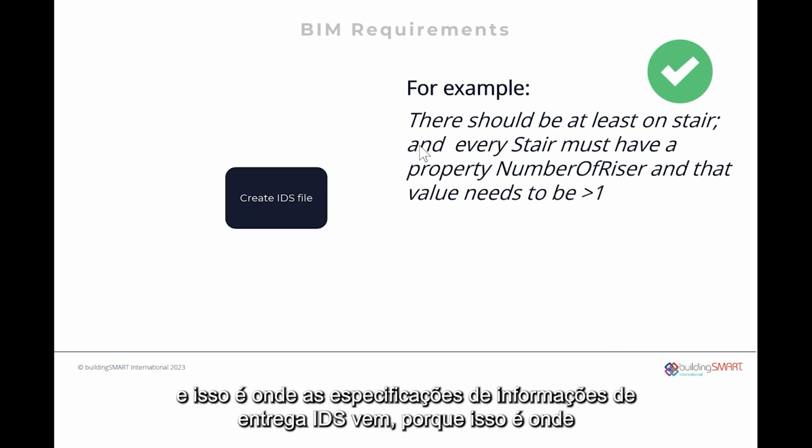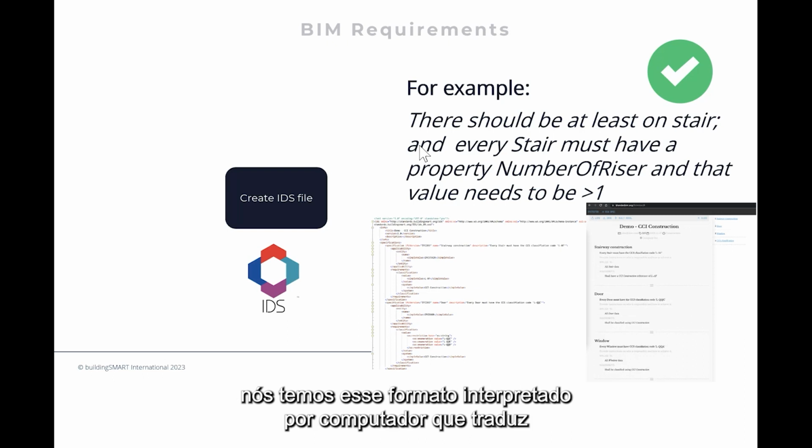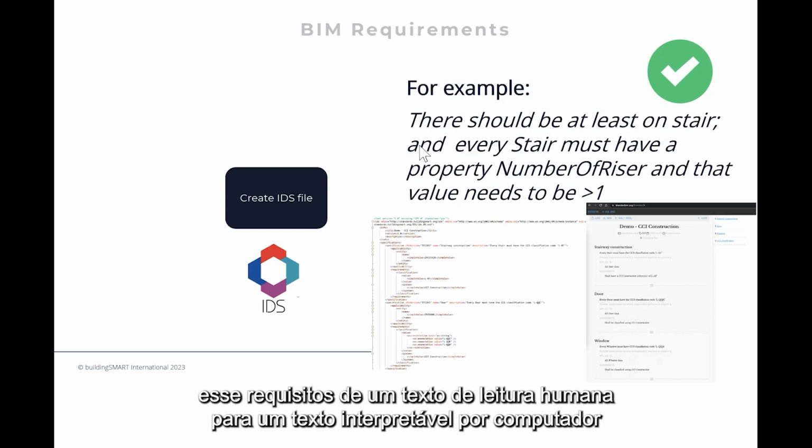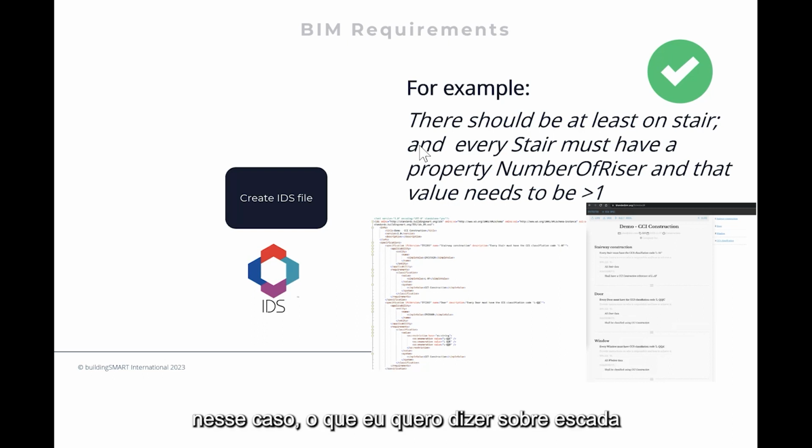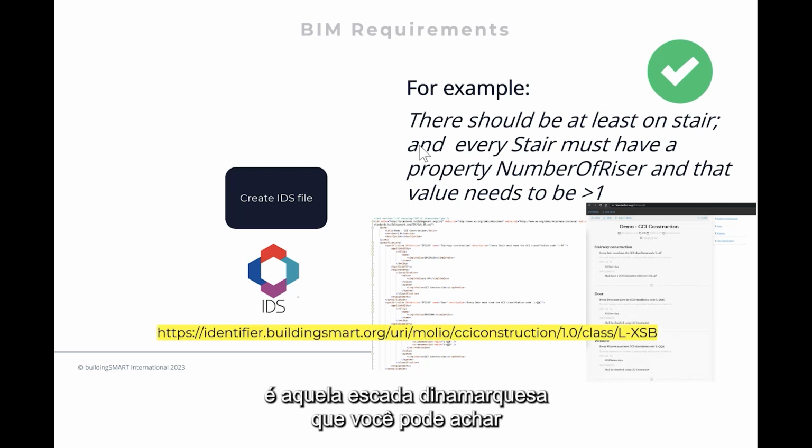So this is where Information Delivery Specification, IDS, comes in, because this is where we have this computer interpretable format that translates these requirements from human readable text to computer interpretable text. And this is also where you can make this relationship to the buildingSMART data dictionary. So in this case, what I mean by a stair is that Danish stair that you can find at this link in the buildingSMART data dictionary.